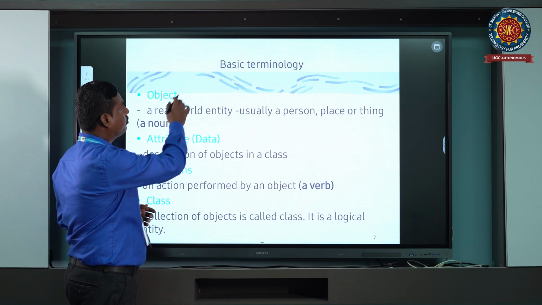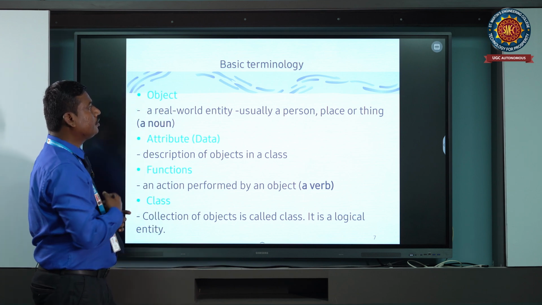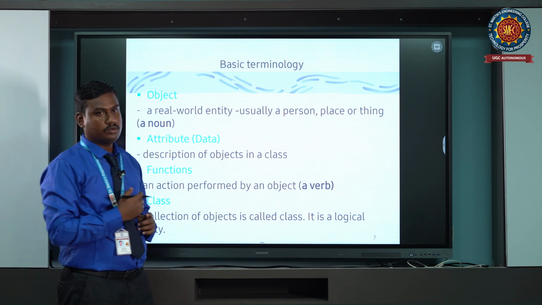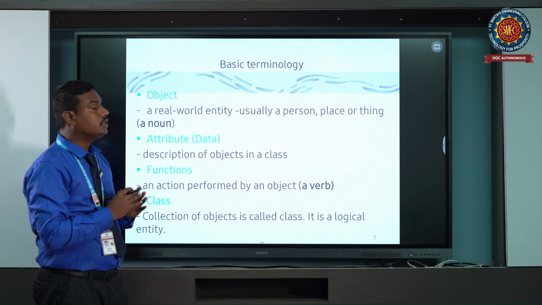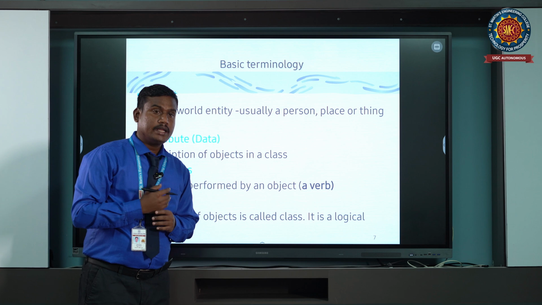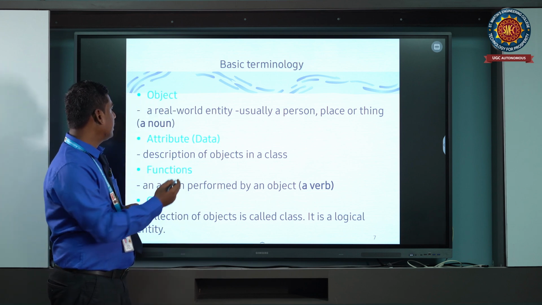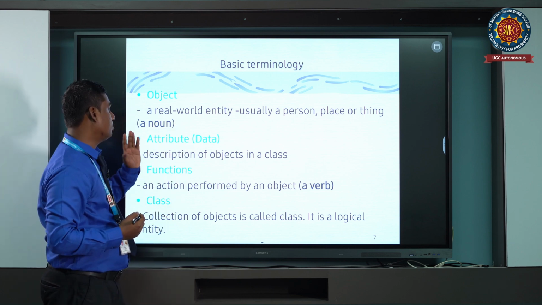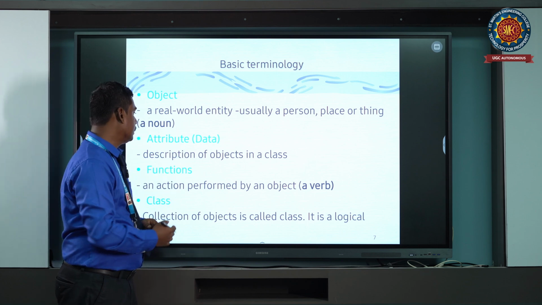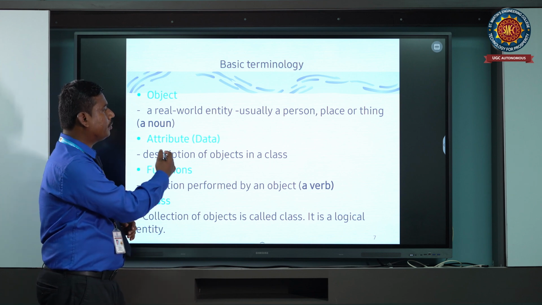Now let us see the basic terminology. What is an object? A real world entity, usually a person, place or thing, like a noun. For example, a car is one object. Next is attribute. Attribute means data: the description of an object in a class. Next is function. A function is an action performed by an object.